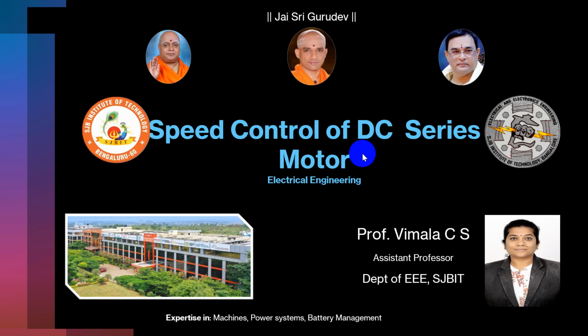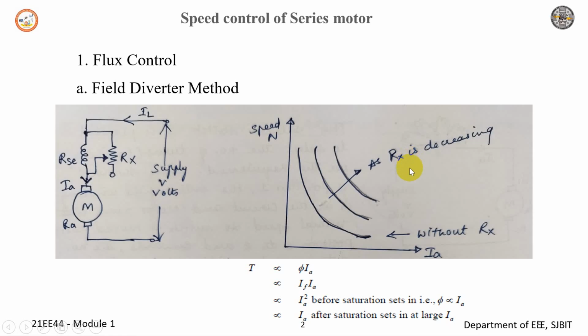Hi, welcome to the session on speed control of DC series motor. In this session, we will discuss the methods available to control the speed of a series DC motor. First is flux control. Under flux control, we have different methods. The first one is the field diverter method.